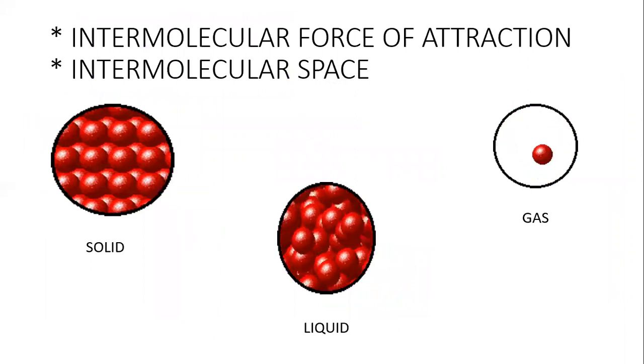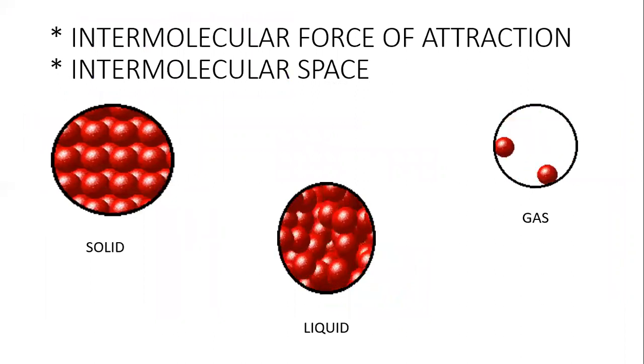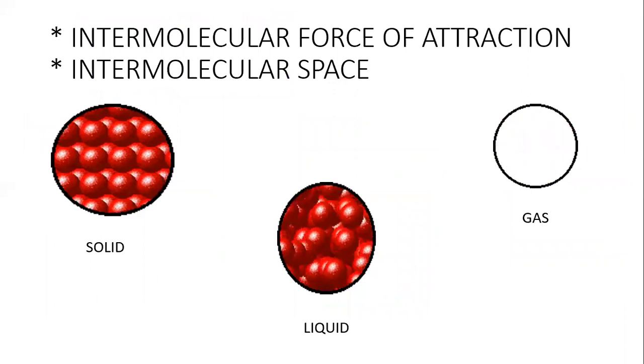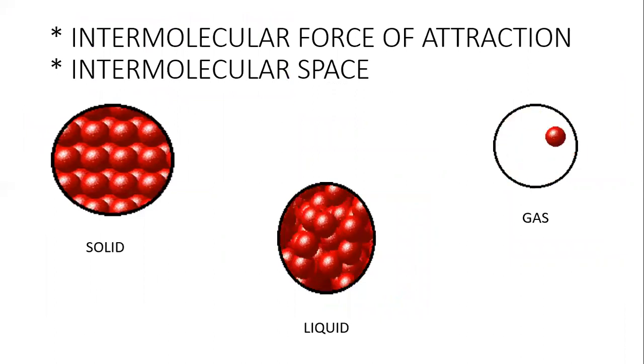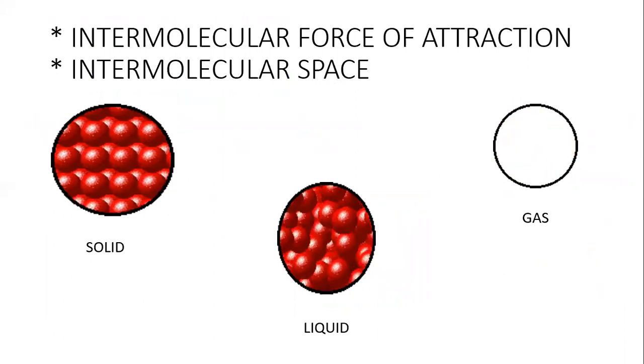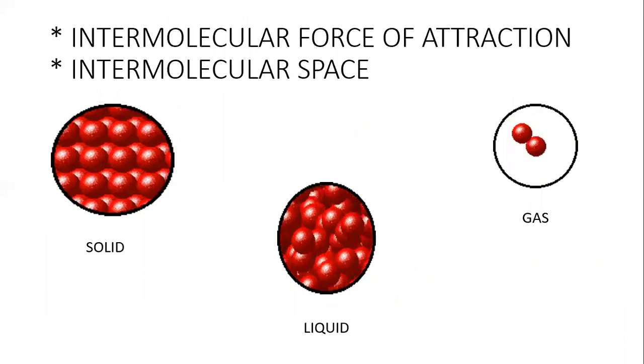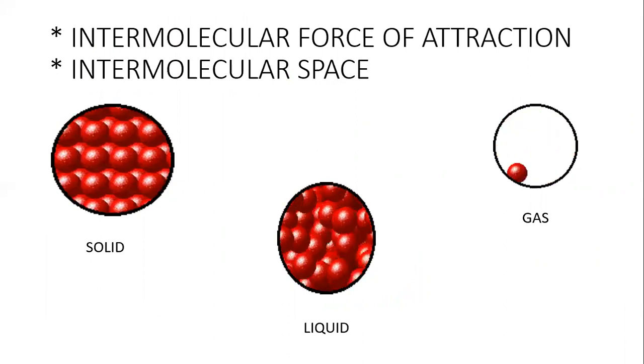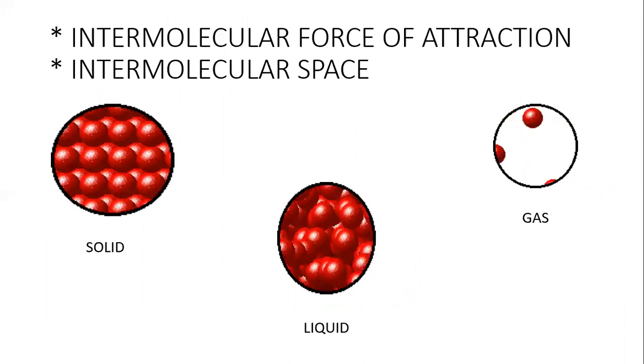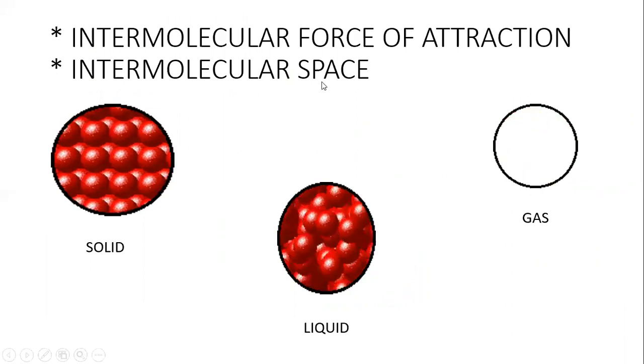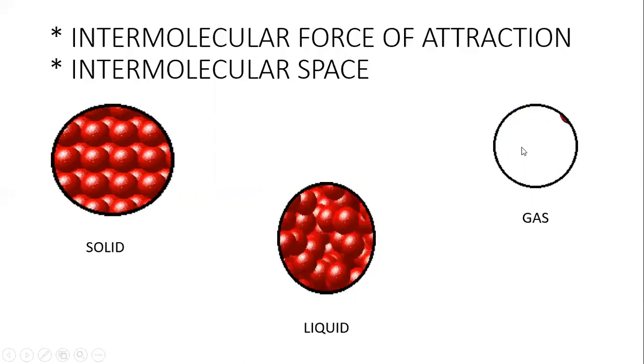The basic property that decides whether a matter is a solid, liquid, or gas is its intermolecular force of attraction and intermolecular space. What is intermolecular space? Intermolecular space is the space between two molecules. In solids, it is very little. In liquids, it is more than the solids. And in gases, the space is at its maximum.